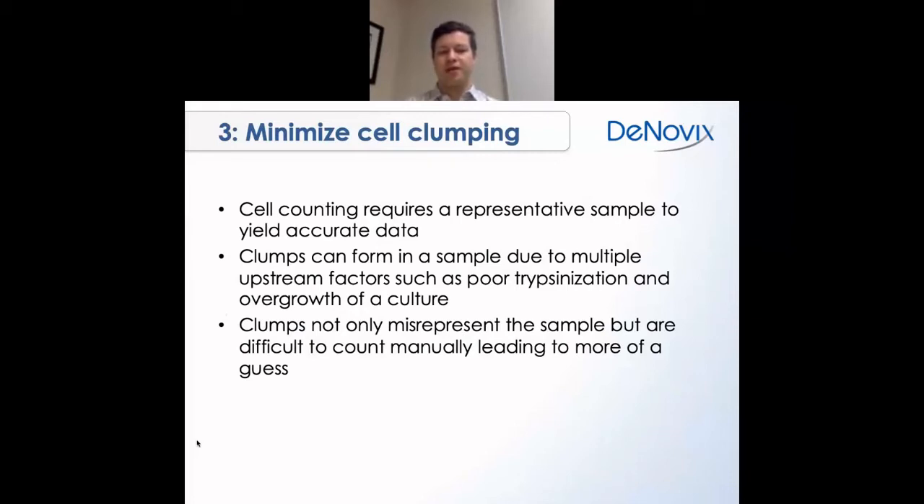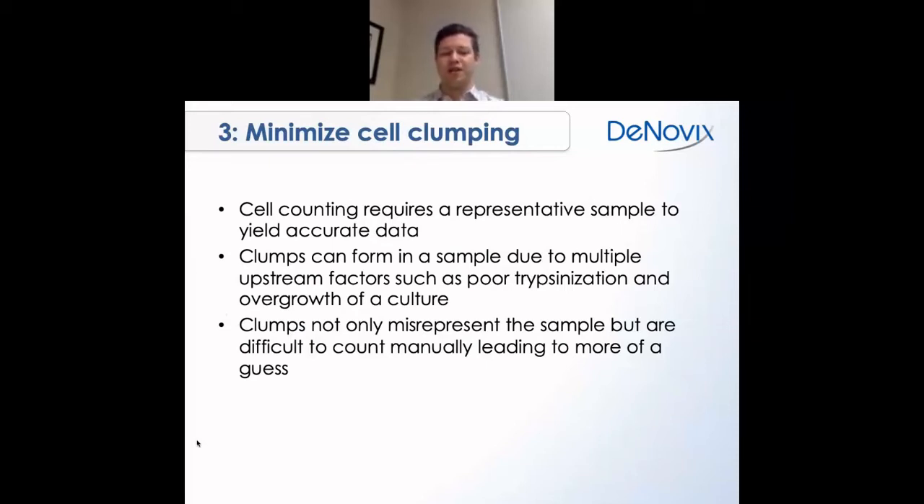Clumps mainly come from people not being patient enough when they're doing the trypsinization process. It could also happen if you have a culture that's really overgrown, so you've let it go a couple of days too long, and you just say, I'm going to go ahead and use this anyway. When you get a clump, it misrepresents the sample, because a big clump can completely bias the count to be very high, instead of giving you an accurate representation of the actual count.